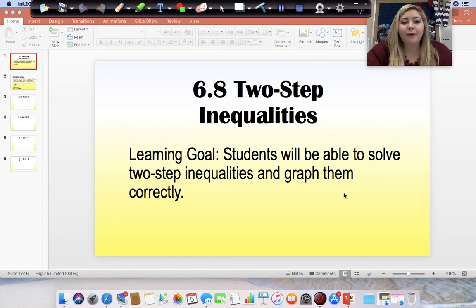Today we are doing Chapter 6, Lesson 8 on two-step inequalities. Our learning goal is that students will be able to solve two-step inequalities and graph them correctly. Be sure to write down absolutely everything that is typed or written in these videos, and pause this video at any time that you need to slow things down.